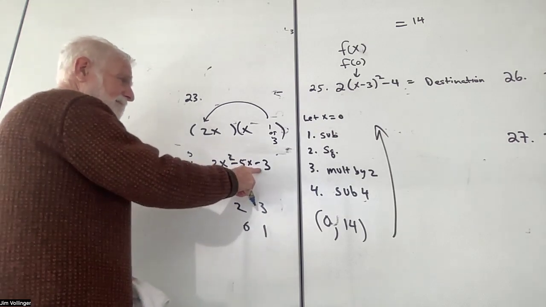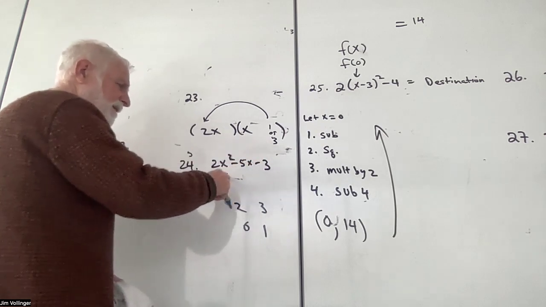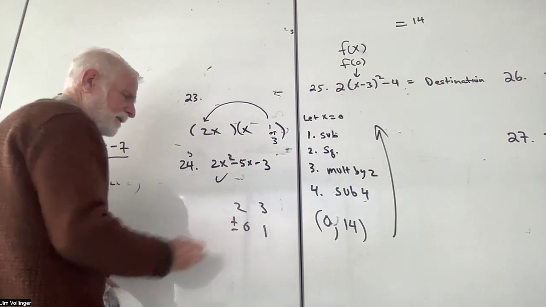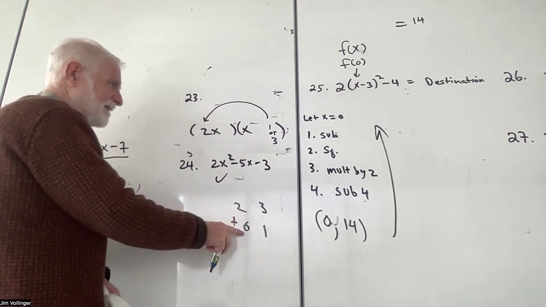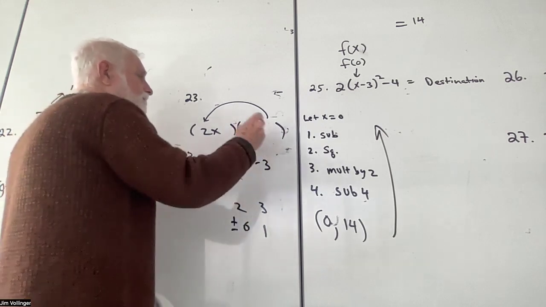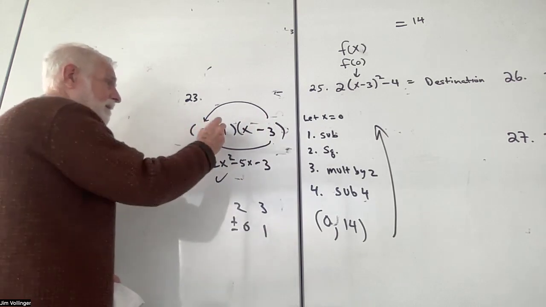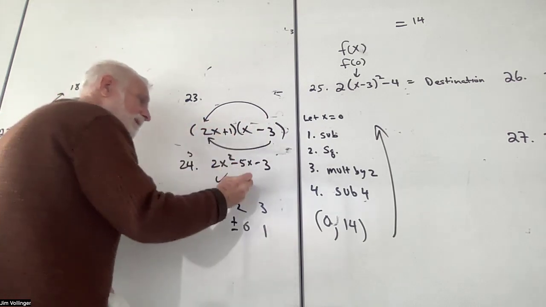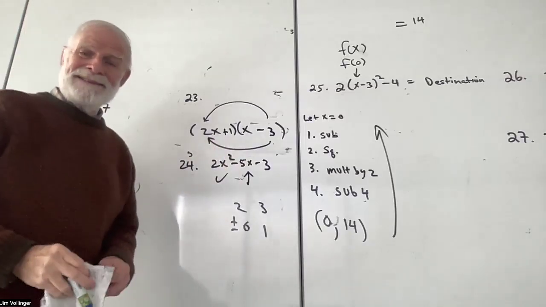Next thing I look at is a minus term. Well, the only way you can get a minus term is a minus and a plus. So one of these has to be plus minus. And I want to get -5. I think I want -6. So I'm going to put the 3 in here. -3 times 2 is -6. -6 plus 1 is -5.